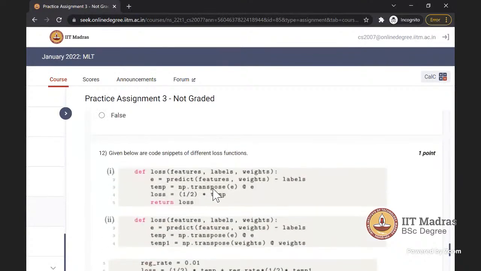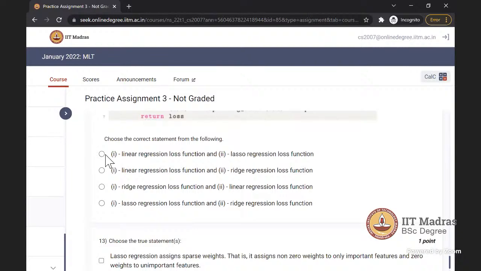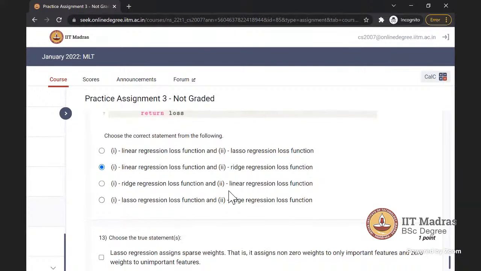So the first one is a plain loss, and the second one is ridge loss. Let's see which one is the right one. I think the second should be the right one. Yeah, right. Lasso is not there at all.